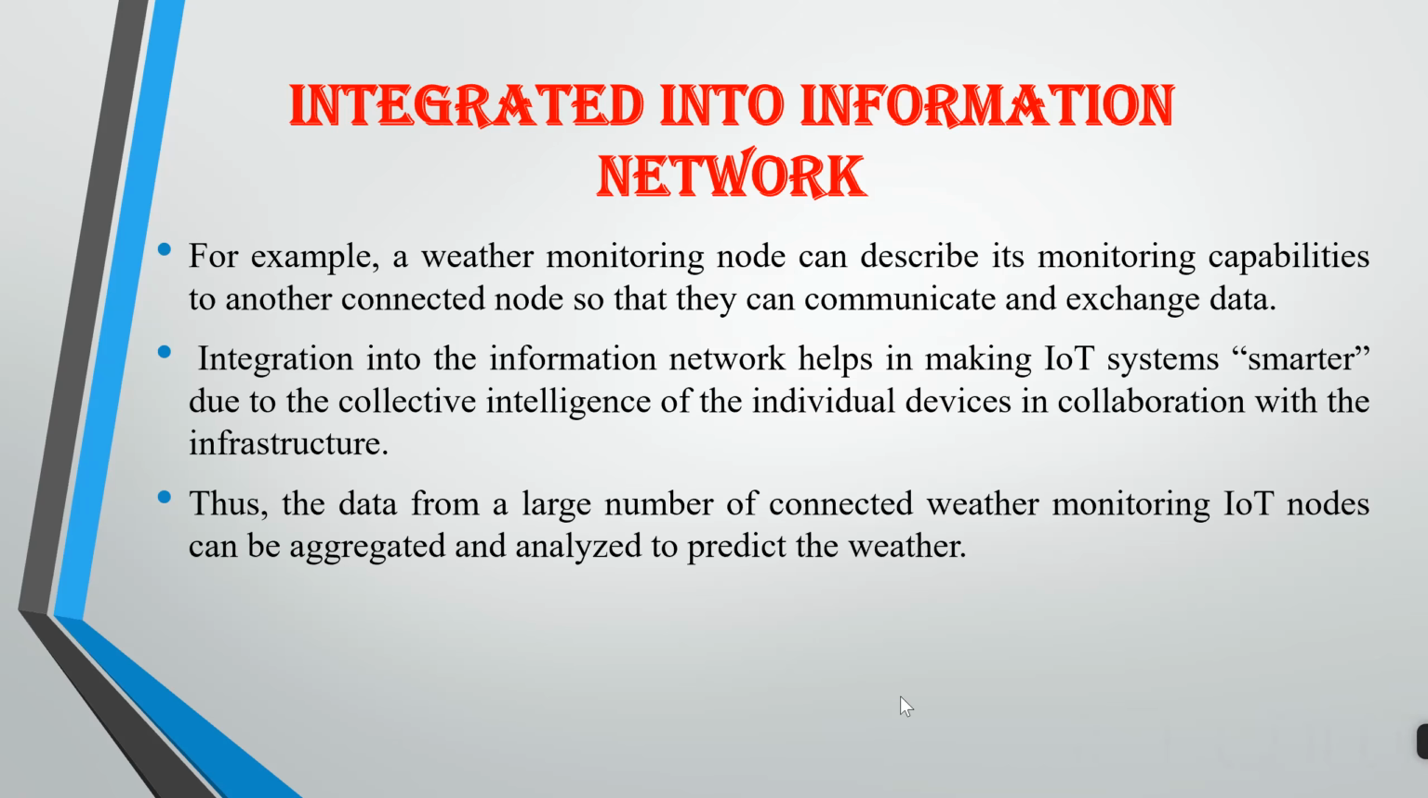So it is integrated into the information network. An example of the same is a weather monitoring node that can describe its monitoring capabilities to another connected node, so that they can communicate and exchange the data. So one node can be connected to another node, both belonging to different networks. So they are integrated into the information network, which helps in making IoT systems smarter due to the collective intelligence of individual devices in collaboration with the infrastructure.